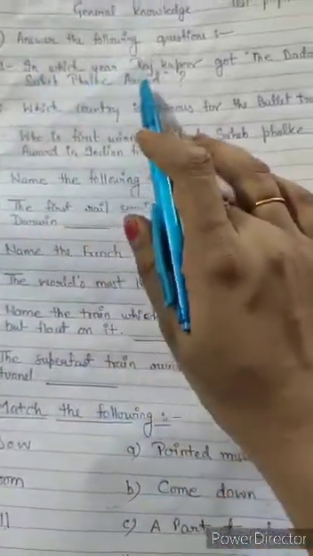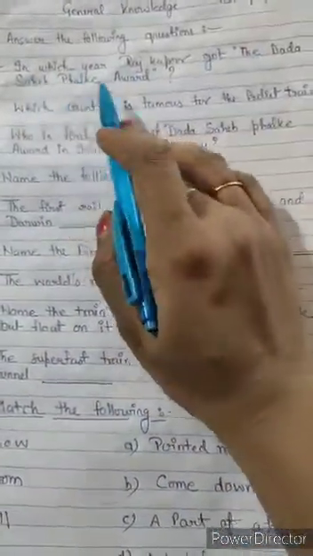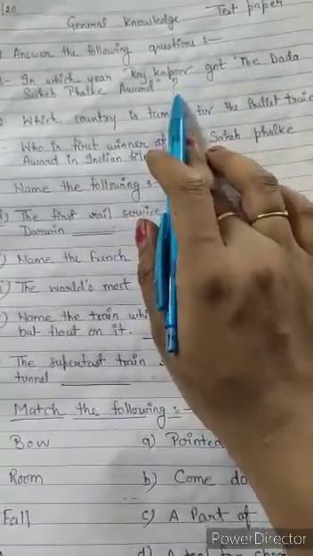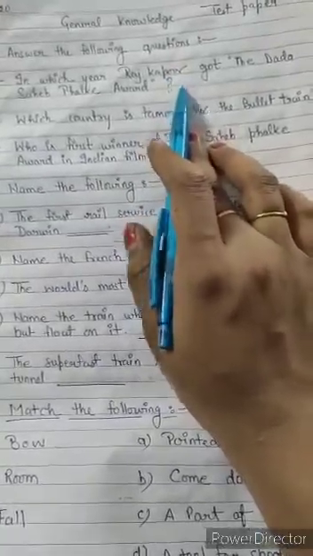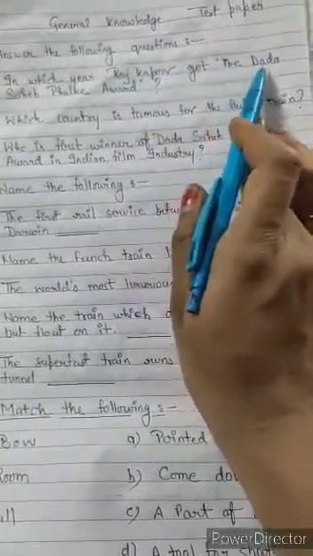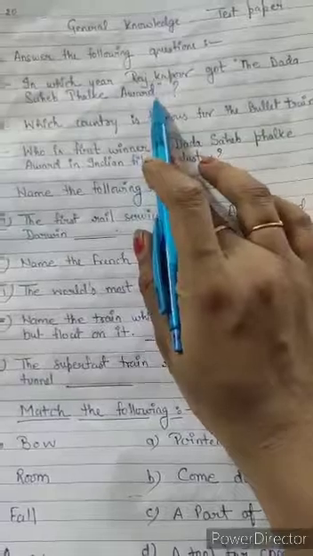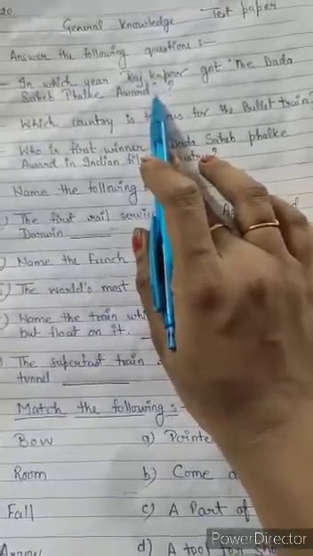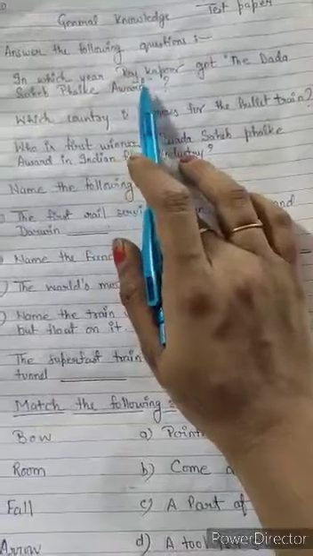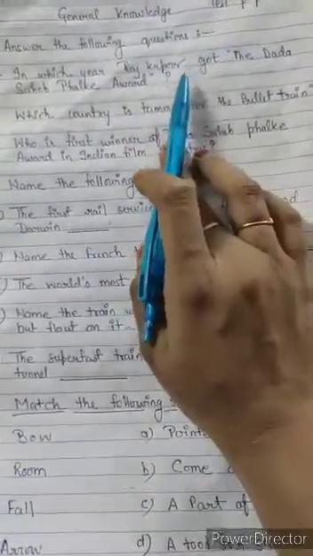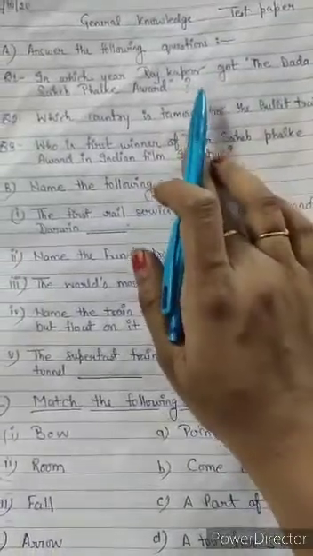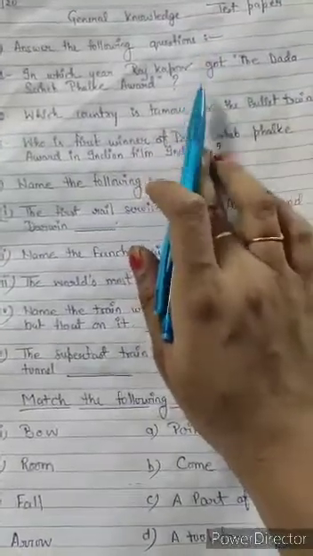In which year did Raj Kapoor get the Dada Saheb Phalke award? You have to write the year, or mention the particular year in which Raj Kapoor got this award, that is Dada Saheb Phalke award. I hope you all remember this chapter, as Dada Saheb Phalke award is given for outstanding contribution in Indian cinema. So I hope you remember and can give the right answer.